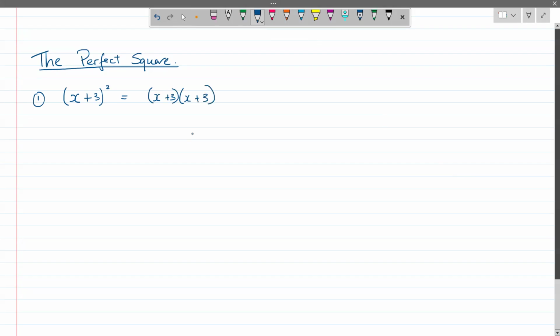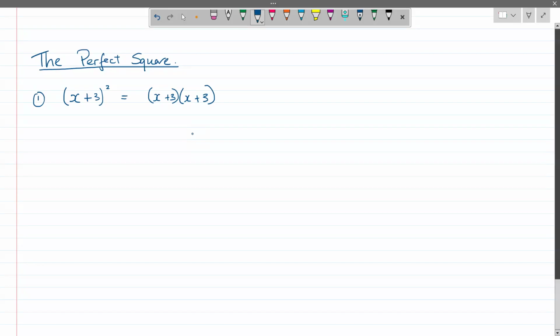This essentially is what a perfect square is. When you factorize a perfect square, you'll get two identical brackets multiplied by each other. Hence the term perfect square. Because if we say 2 squared, we know we're multiplying 2 by 2. 3 squared will be 3 by 3. So we could get brackets that are squared.